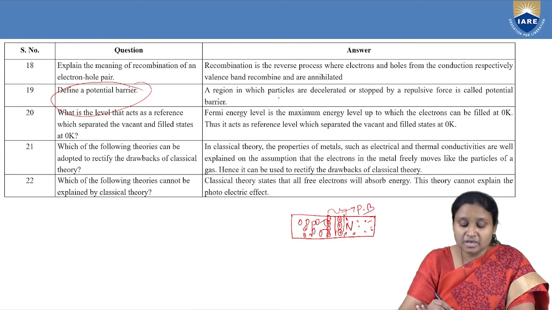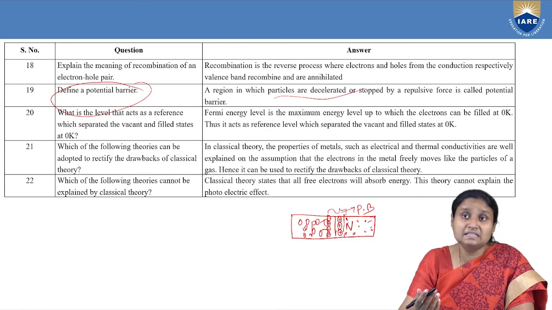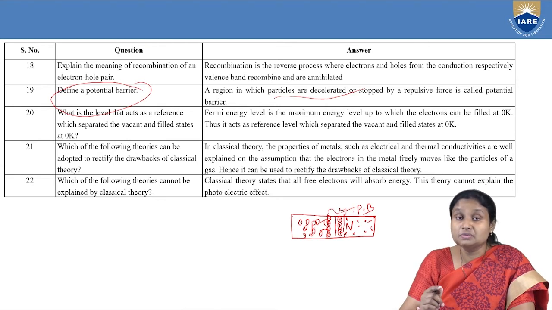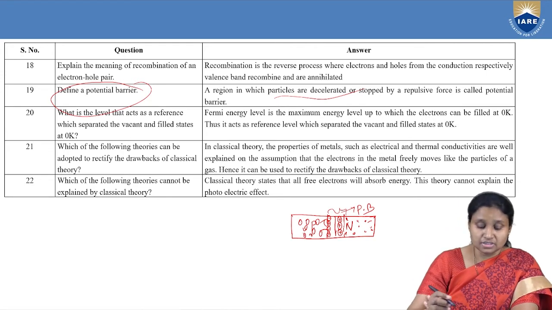So what is potential barrier? It is the region in which we have decelerated charge carriers, charge carriers without any energy. Also, we can say that it is depleted of charge carriers. And what is the role played by this potential barrier? It prevents further diffusion of charge carriers across the junction region.